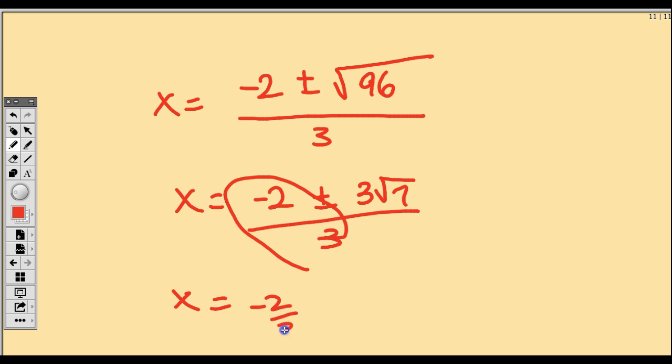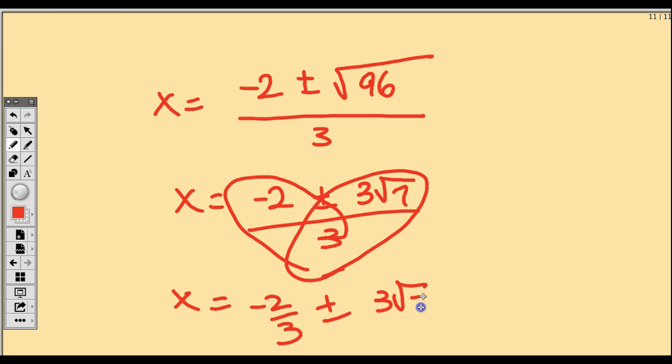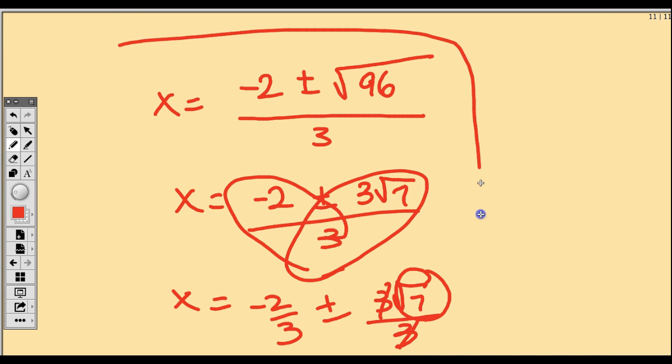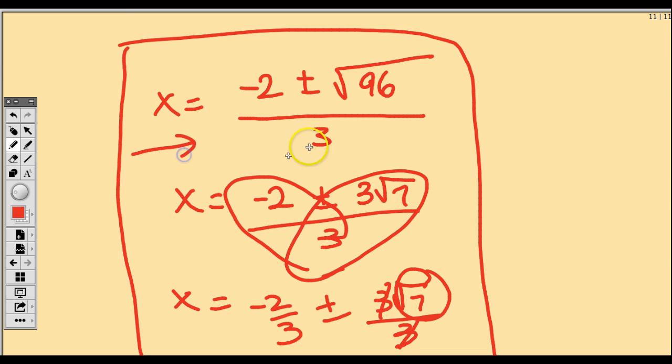So x is negative 2 over 3 plus minus, and then we do that part next. 3 square root of 7 over 3. Now don't forget, we're not touching this. We're only simplifying that. So my answer is x is equal to negative 3 plus or minus the square root of 7, okay? So this is just the bottom part. If your answer, as you work on it, comes out to be something like this, you just have to be able to simplify things, okay?